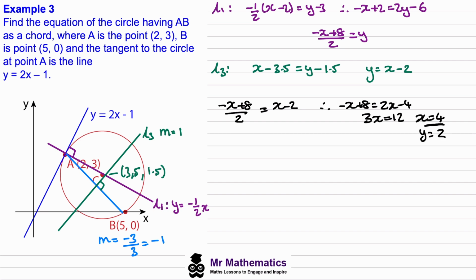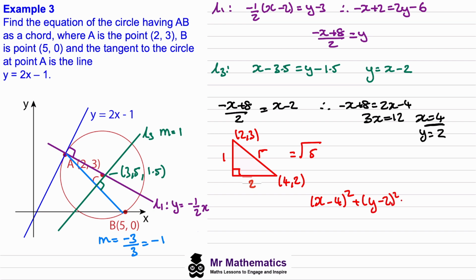So now we have the coordinates for the center of our circle, but we need to find the radius. And we can do this using point A and the center. Because we have this center, we can have a right angled triangle from A to C. Now we have our right angled triangle. We know the base will be the distance from 2 to 4, and the height from 2 to 3. We can use Pythagoras' theorem to work out the radius of our circle, and this will be the square root of 5. So finally, the equation of the circle will be (x minus 4) squared plus (y minus 2) squared will equal the radius squared, so 5.